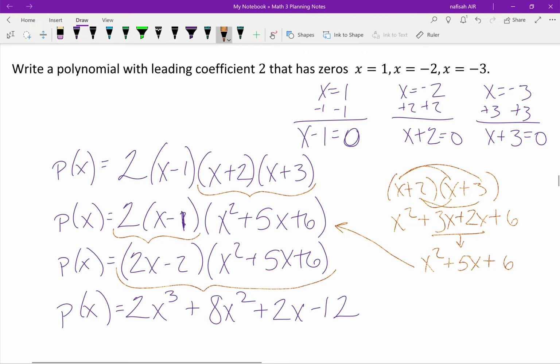And I did the same thing with the 2x minus 2 and the x squared plus 5x plus 6. I took the 2x, I multiplied it by everything in the next parentheses. I took the negative 2, multiplied it by everything in that parentheses, and then I combined like terms.